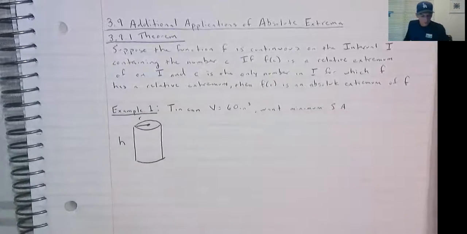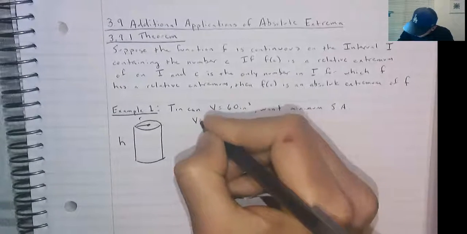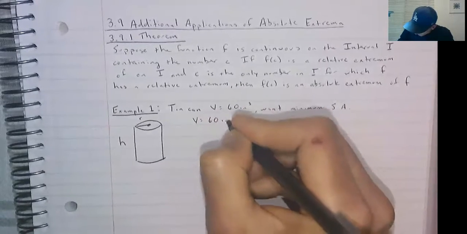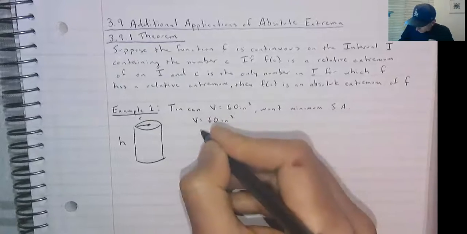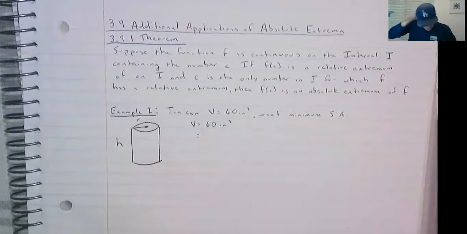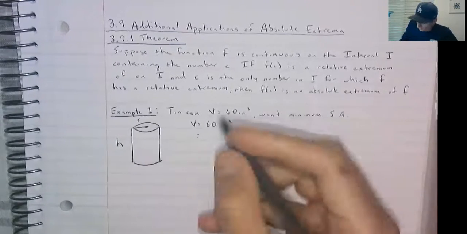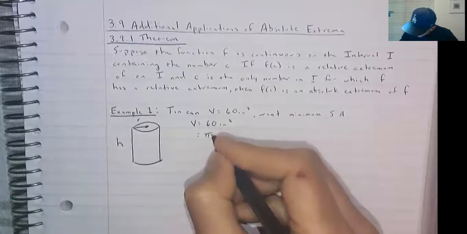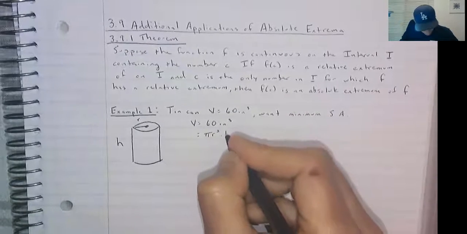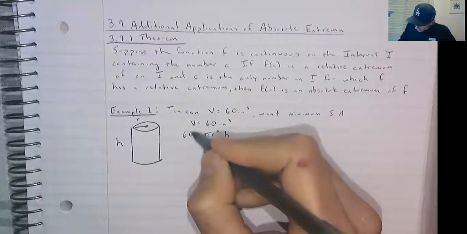Cool. The volume we know is 60 cubic inches, but more specifically, the volume of a cylinder is the area of its base times its height. Well, the area of the base of a cylinder is a circle, so pi r squared times the height. And this, of course, equals 60.